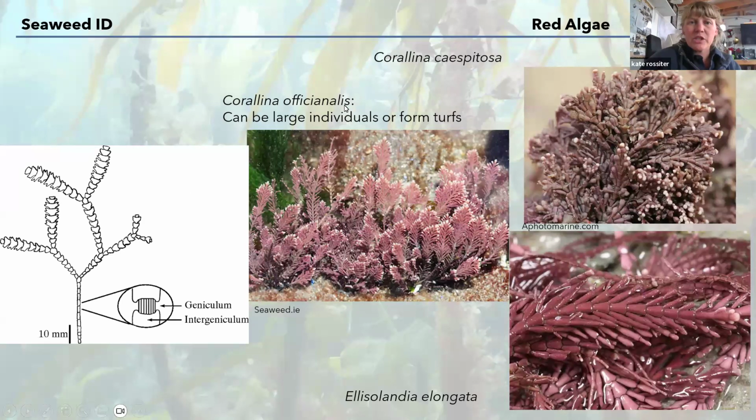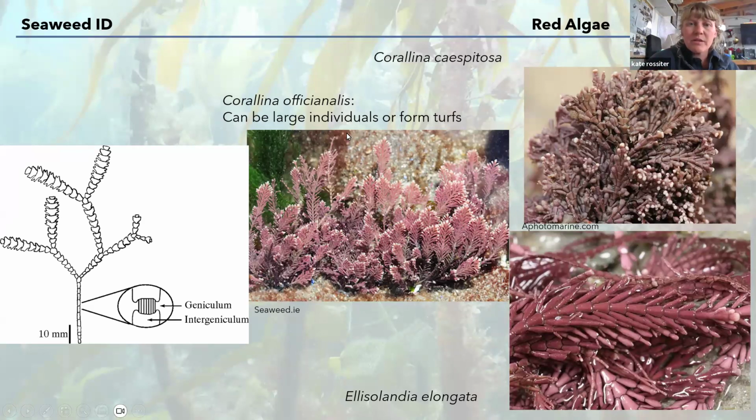So Corallina officinalis, very common. It can form turfs in the intertidal that are very diverse with smaller invertebrates. You can see it has this pinnate branching here with very small intergenicula. And then you have Corallina caespitosa. It also has pinnate branching, but the shape of the intergenicula is going to be very different here. And then if you look at Ellisolandia elongata, again, the shape of the intergenicula is very important, but again, pinnate branching. So you really have to kind of focus in on the structures there.